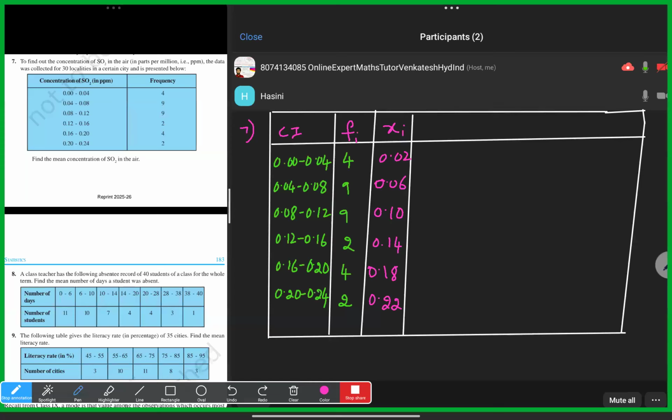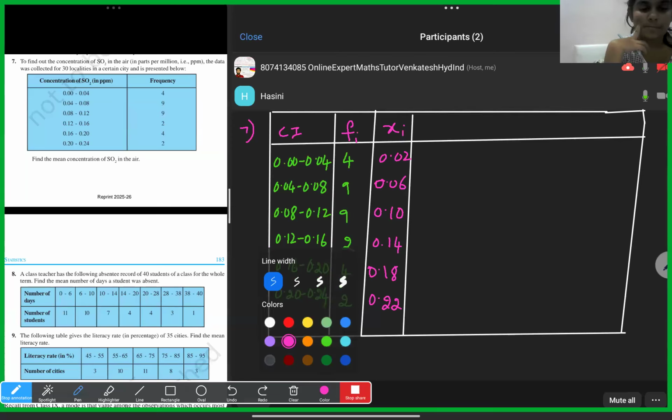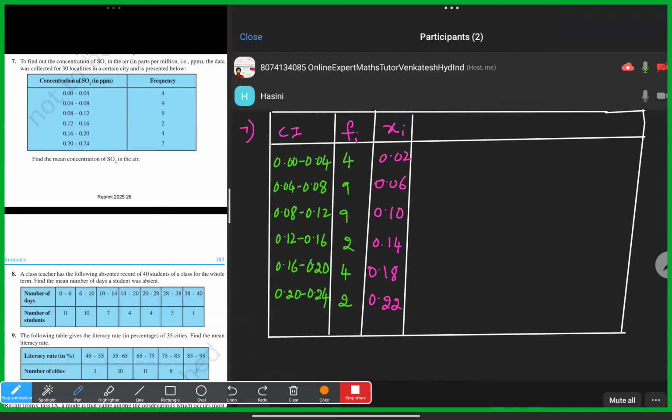Now you can see, even though the decimals are smaller, we'll prefer going to the assumed mean method. The reason is the values will become much smaller. Otherwise, even the direct method is no problem, but the assumed mean method will give much smaller values. So I'm selecting this middle one as A.